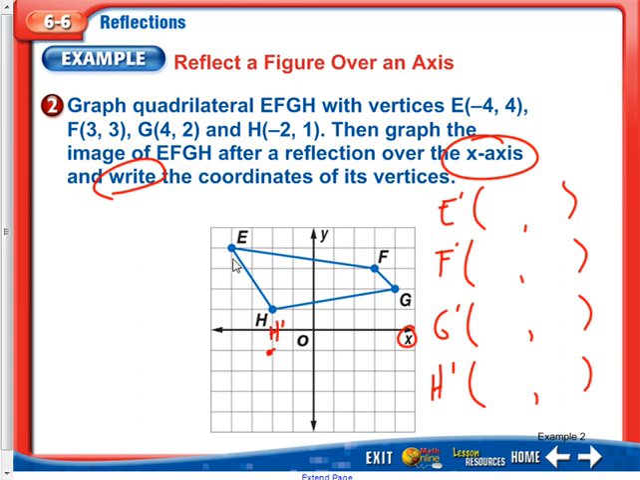E is 1, 2, 3, 4 points. So 1, 2, 3, 4. That'll be point E. Go ahead and label that E prime. G is 2 points away. So we're going to make that G prime, and F is 3 points away, 1, 2, 3, and there's our F prime. So now we just need to connect everything.